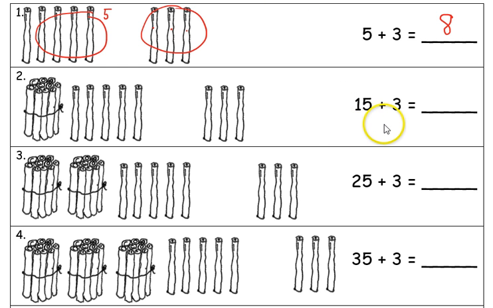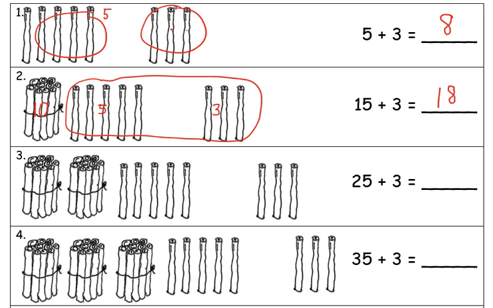Now let's see how that transfers to the problem 15 plus 3. Well, in 15, I have a group of 10 and a group of 5, and I'm adding 3 more to that. If you think of when we added 5 plus 3, that gave us a total of 8. Well, here, when I add 15 plus 3, I get 8 ones as well, and I combine that with the original 10. So that means 15 plus 3 is 18.